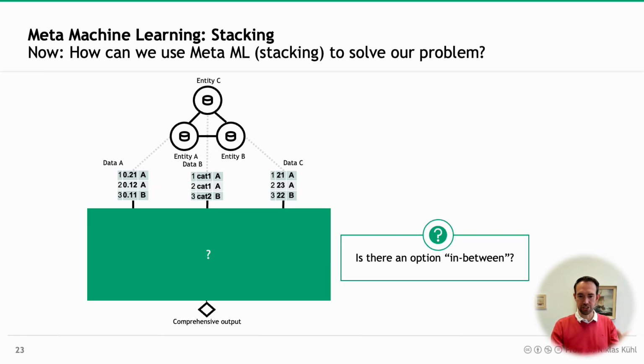Now let's come back to our initial problem, right? We want to solve the issue of data being distributed across different entities. How can we use meta machine learning, precisely stacking, to solve our problem? Now, if you recall this initial case where we have three different entities and each of these entities has their own data, now we can ask, is there an option in between isolated and centralized?